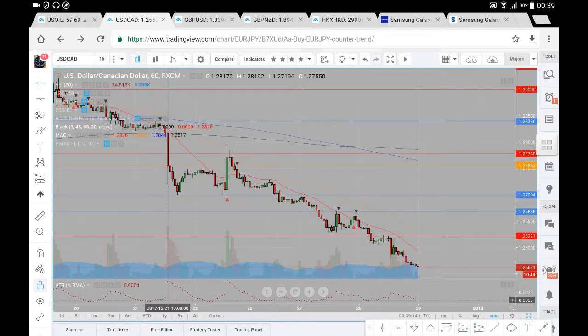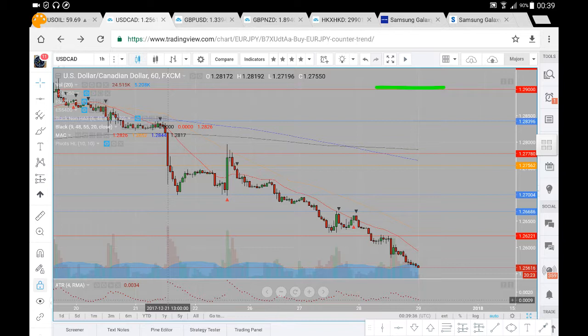So this is US dollar CAD analysis for Friday the 29th of December. Now, let's have a look at what happened with prices and where they might likely go in the future. So what we did see was this continued sell-off in the US dollar against the Canadian dollar. We've had quite a bit of resistance up at 129.